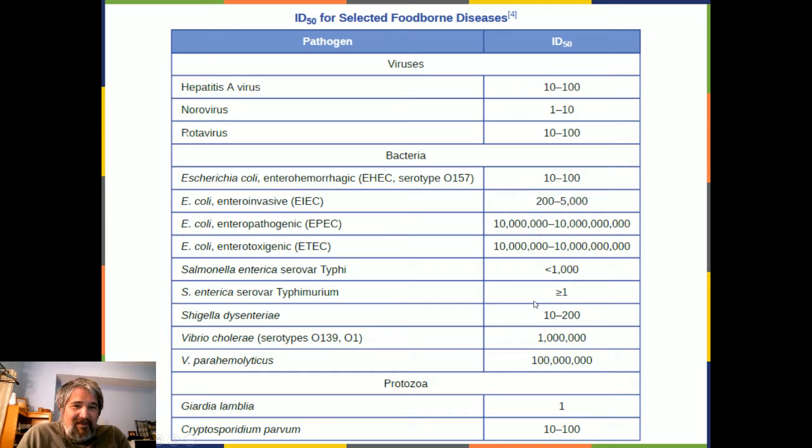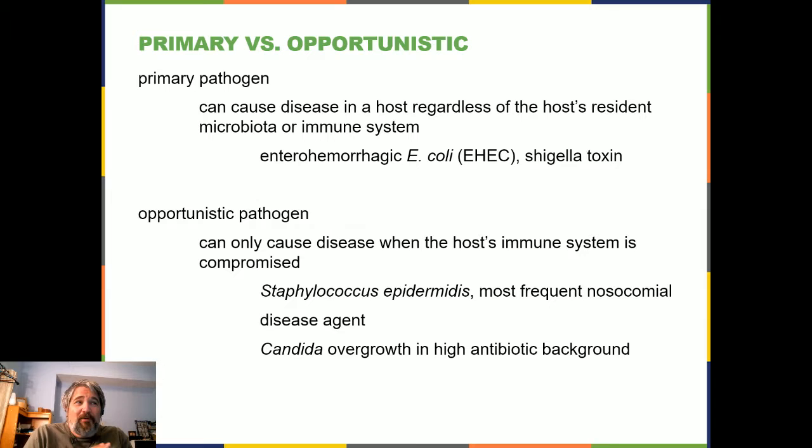So, primary versus opportunistic pathogens. A primary pathogen can cause disease in a host regardless of the host's resident microbiota or immune system. Examples include the enterohemorrhagic E. coli and its Shiga toxin. Opportunistic pathogens can only cause disease when the host's immune system is compromised in some way, like the ever-present Staphylococcus epidermidis that is on your skin right now, the most frequent cause of nosocomial disease, so hospital-acquired infections. Candida overgrowth in a high antibiotic background is another example of an opportunistic pathogen.